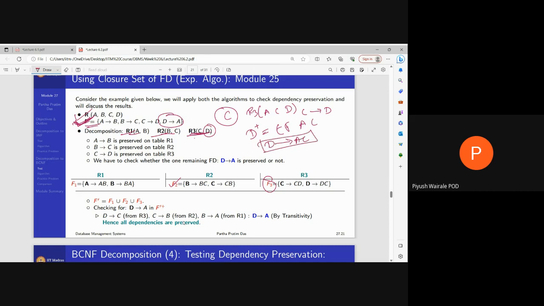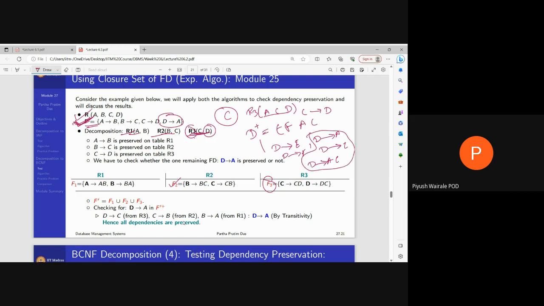So I'm just giving one example. If the closure D plus is E, F, A, C, right? So what does it mean? D determines E, D determines F, D determines A, D determines C also, right? And D determines the combinations AC, E, ACF, right? So these are all the possible functional dependencies. But in the case of R3, only ACD is there, so we'll consider only those where ACD is applicable, right?